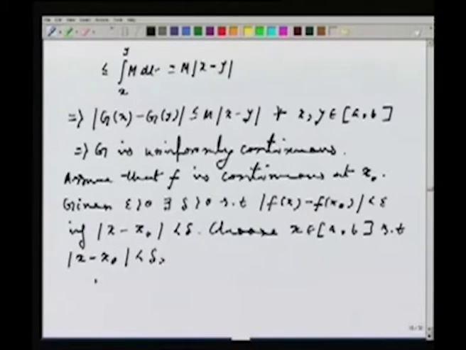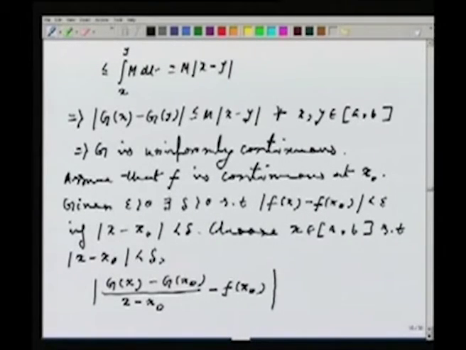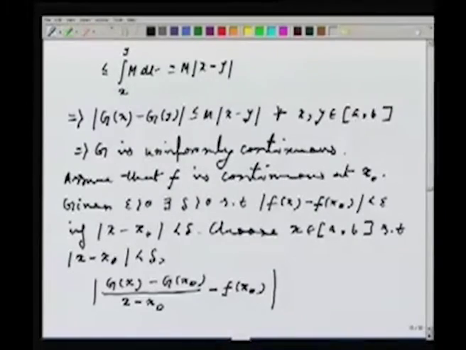And then look at the corresponding modulus like this, g(x) minus g(x0) divided by x minus x0 minus f(x0). The idea here is to show that this modulus is less than epsilon, because then it would prove that if x converges to x0, then the quotient g(x) minus g(x0) by x minus x0 converges to f(x0). But that would precisely mean that g prime at x0 is f(x0).